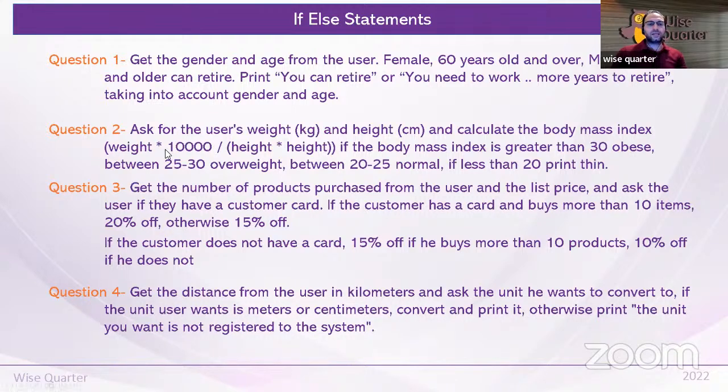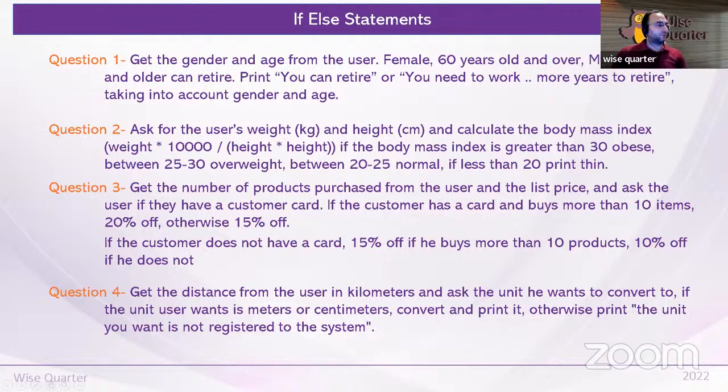As for the user's weight, kilogram, and height, centimeter, calculate the body mass index. Oh, we will be talking about body mass index. Weight multiplied by 10,000, and I need to calculate the square of it. If the body mass index is greater than 30, obese. Between 25 and 30, over. Between 20 and 25, normal. Less than 20, underweight.